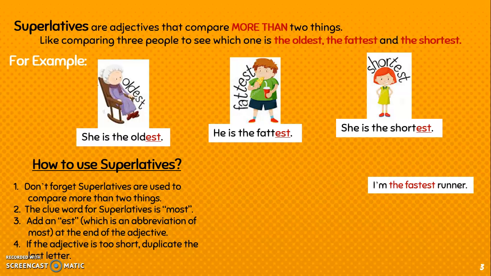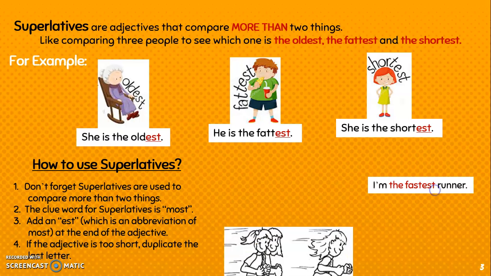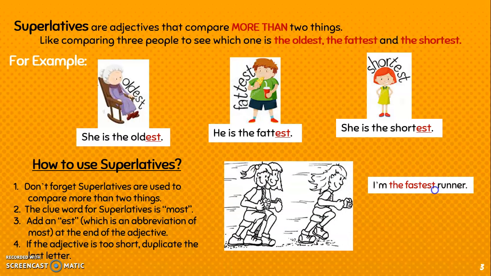Well, let's make an example. Now let's suppose you are running against many friends and you win. So, what do you say to your friends? Then you tell your friend, I am the fastest runner, which is correct, but what you can't say is, I am the most fast runner. This is not right because of the grammatical structure.